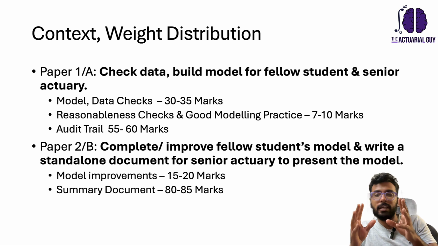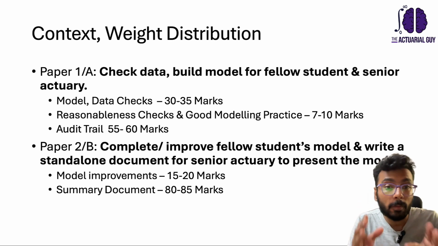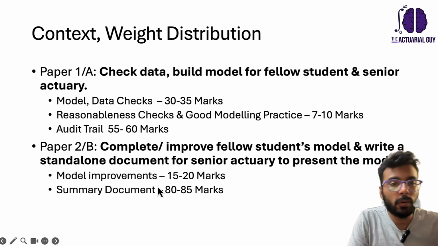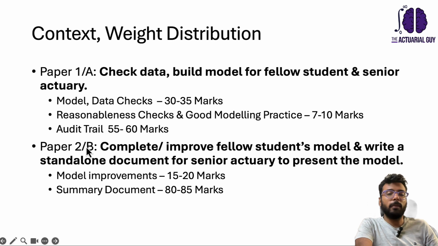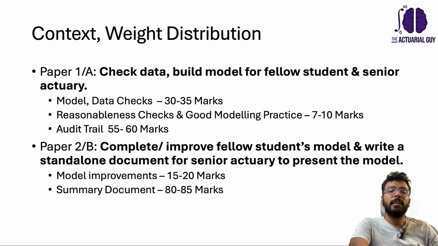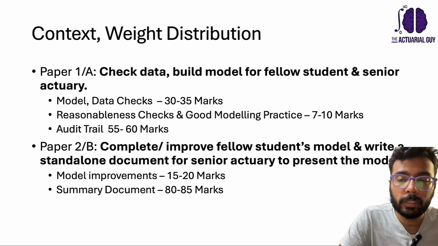So the agenda of this senior actuary, the reader of your document, is to understand your model at a high level and then make a presentation based on it, right? So with that agenda in mind, you need to write this summary document, and this summary document is in fact for 80-85 marks. The model improvements are just for 15 to 20 marks, right? So as you see in both parts of the paper, the documentation is what is meaty, what really carries marks, rather than just getting the answer right. So that is what your focus should disproportionately be on, right?